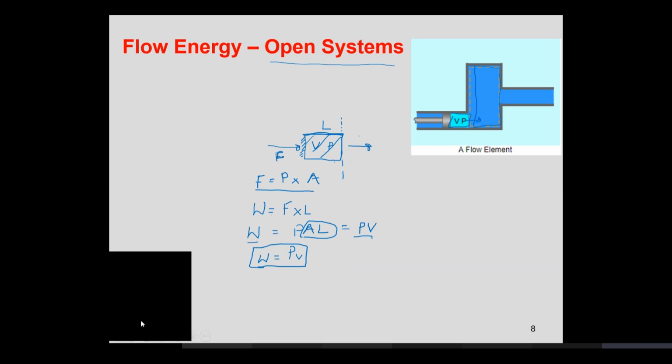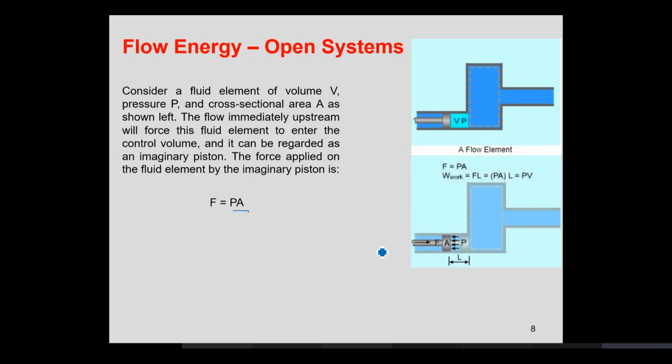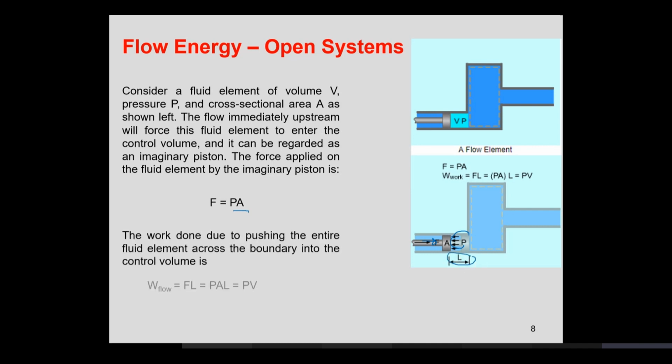I'll again show you the process. This force is equivalent to pressure into area, and this pressure into area is basically the resistance, against which the fluid applies the force. The fluid applies the force for a length of L, so the flow work becomes PAL, or P into volume. If you want to express it per unit mass, you express it as P into specific volume, or pressure divided by the density. This is the flow energy associated with the control volume.